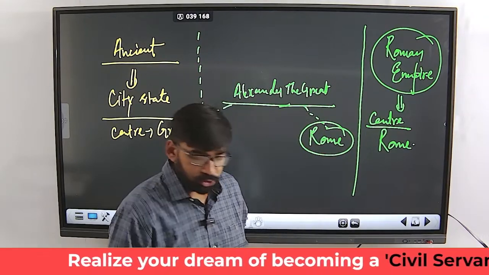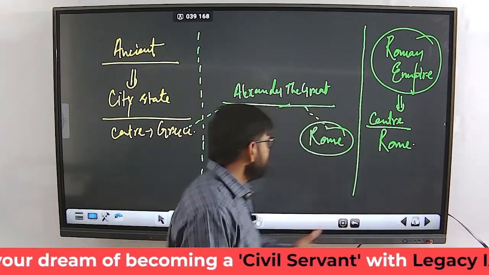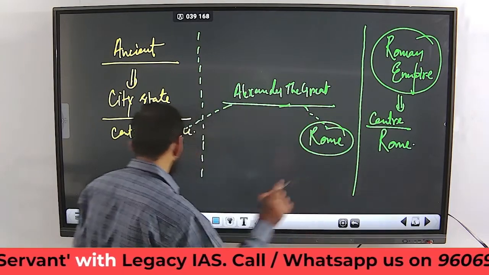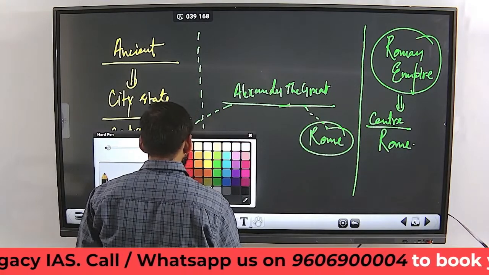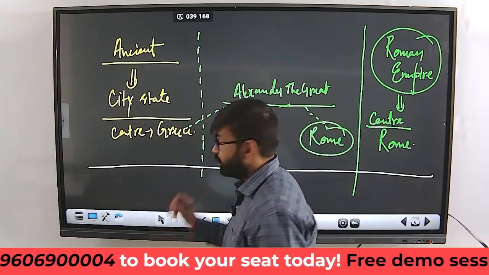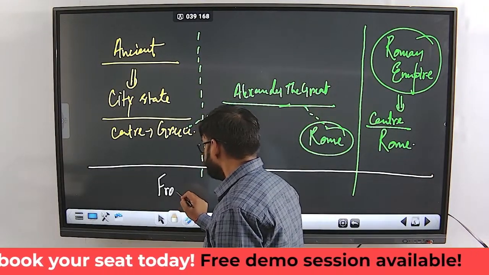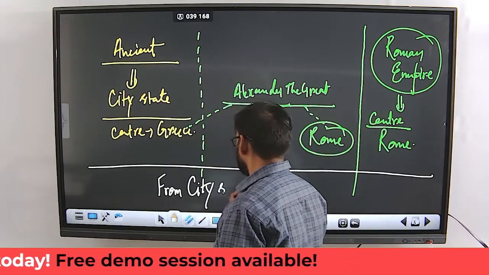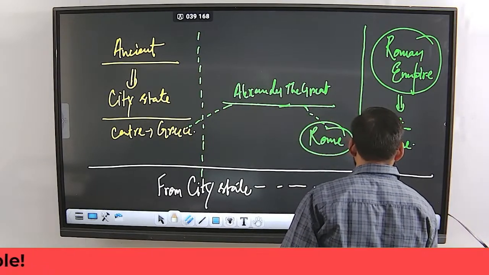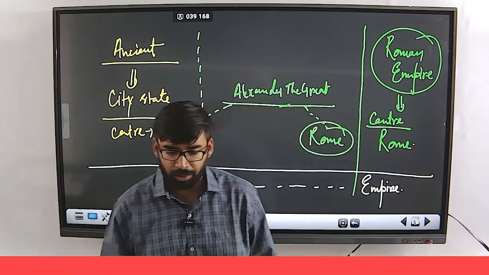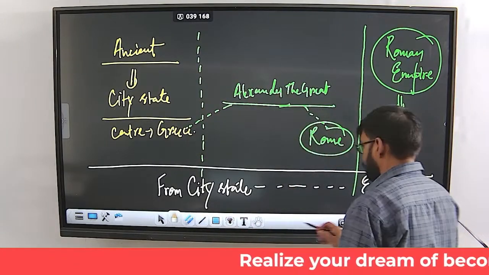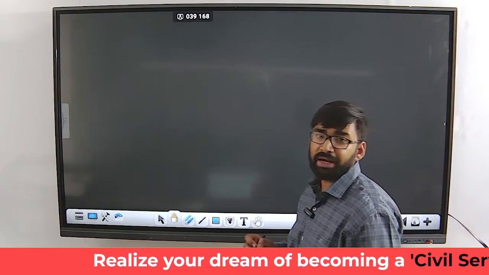Clear? Now, see the transformation. That means from city states, it turned into empire. This is the first shift. That means from the city-state system, it shifted to empire. It became the Roman Empire. Getting my point? Now, how did this shift happen? This was a gradual shift.